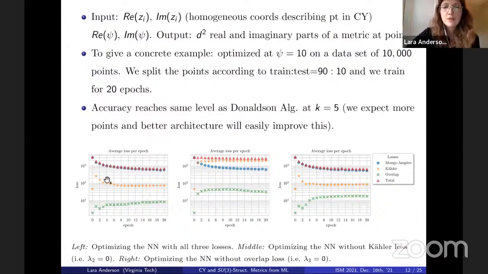So the first is optimizing the neural network with all three losses. And here is the approximation dropping of the loss function for all three. You can optimize without the Kähler loss in the middle and then optimize without the overlap loss. The point between these two is you can see that the Kählerity condition is quite important in that the overall loss is, you know, something weird is happening here. If you drop the Kählerity condition, you're not getting a good solution. But the overlap loss is actually effectively very minor compared to the others. So you still get a solution that converges very rapidly, even without imposing the overlaps, which is effectively to say that overlap conditions are like a higher codimensional structure in the metric that is somehow, the solution is not that sensitive to that data.